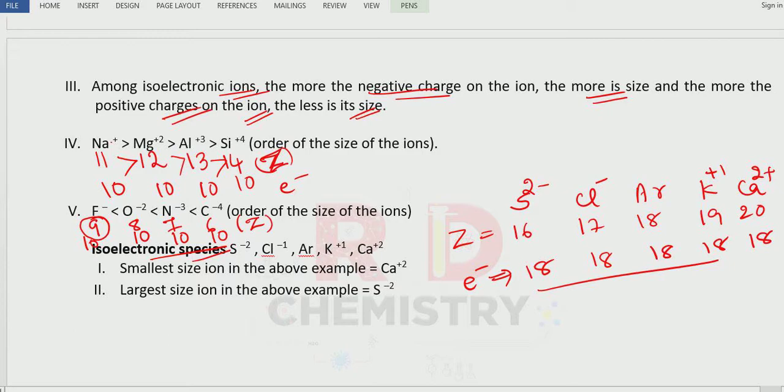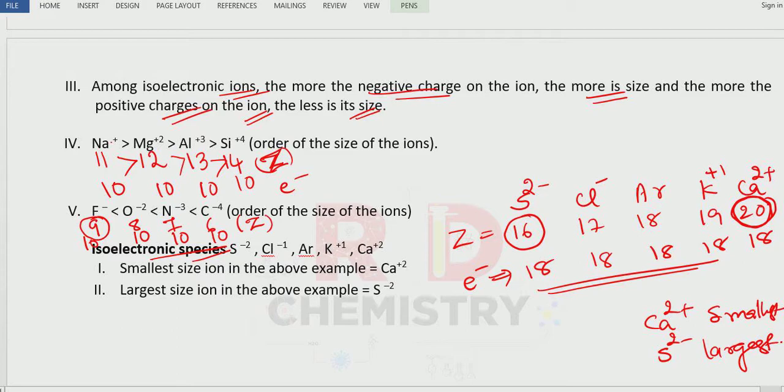The number of electrons is the same, isoelectronic species, but the number of protons changes. Calcium has the maximum number of protons. When there are a maximum number of protons, attraction between the nucleus and the outermost electron increases, and size decreases. Therefore, calcium 2 plus has the smallest size in this series. Sulfide has fewer protons for the same electrons, so attraction is less; therefore sulfide has the largest size in the given series. Clear? Right?